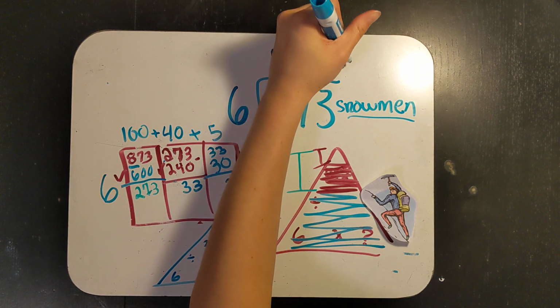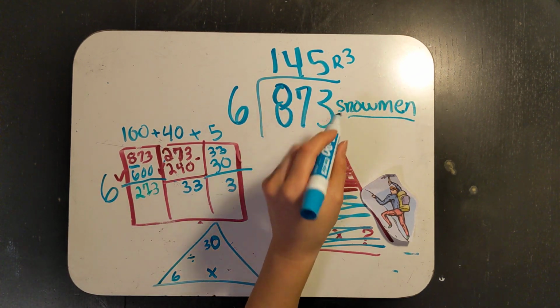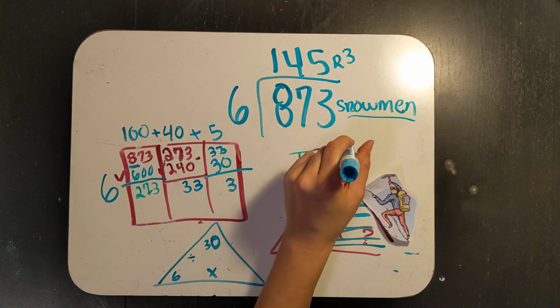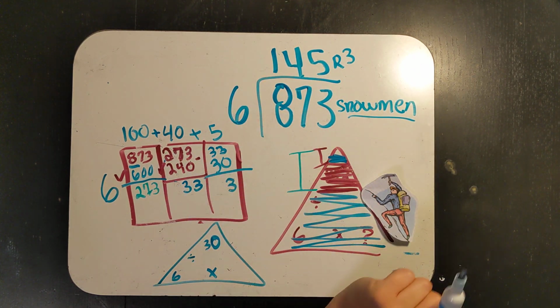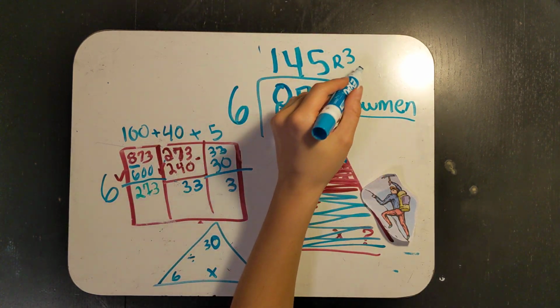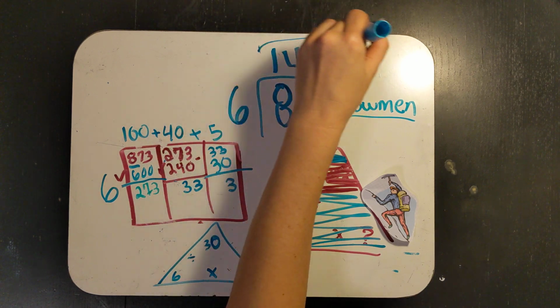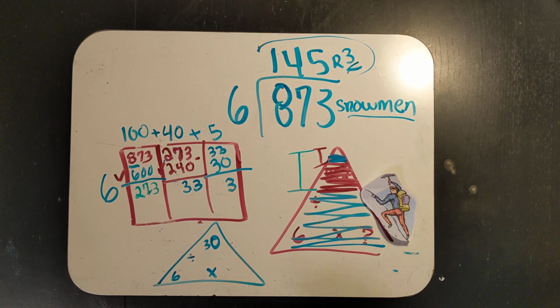Remainder 3 what? Max has 3 what left over? 3 groups? No, he has 3 snowmen left over. These 3 snowmen don't fit equally into a group of 6. So for column B, you would write 145, and then column C for the remainder, you'd write 3. This is all part of the mathematical number answer. I just split it into 2 columns so I could have more pixels.